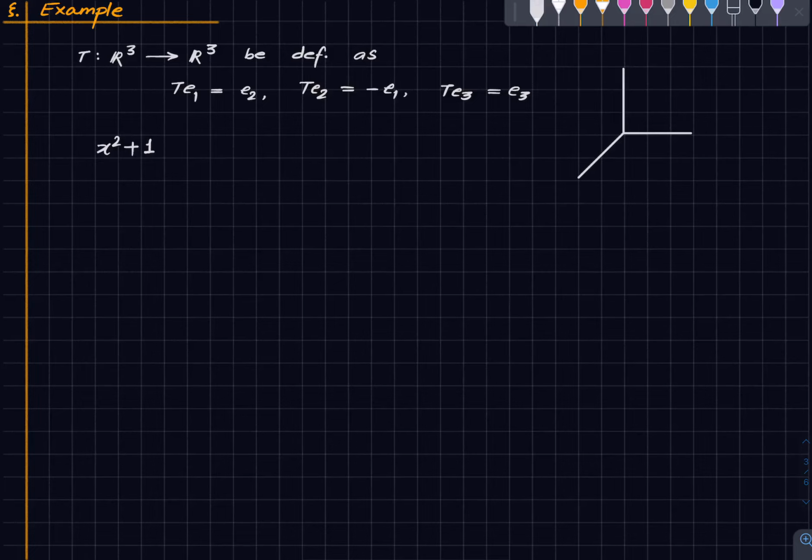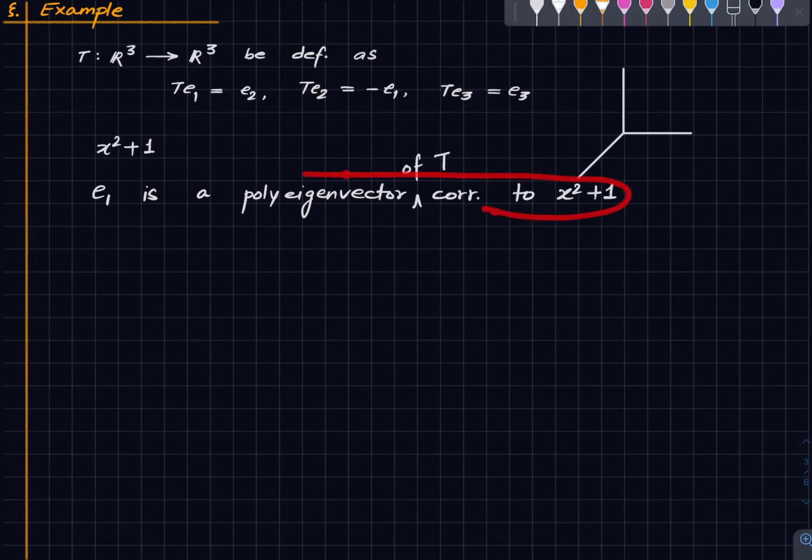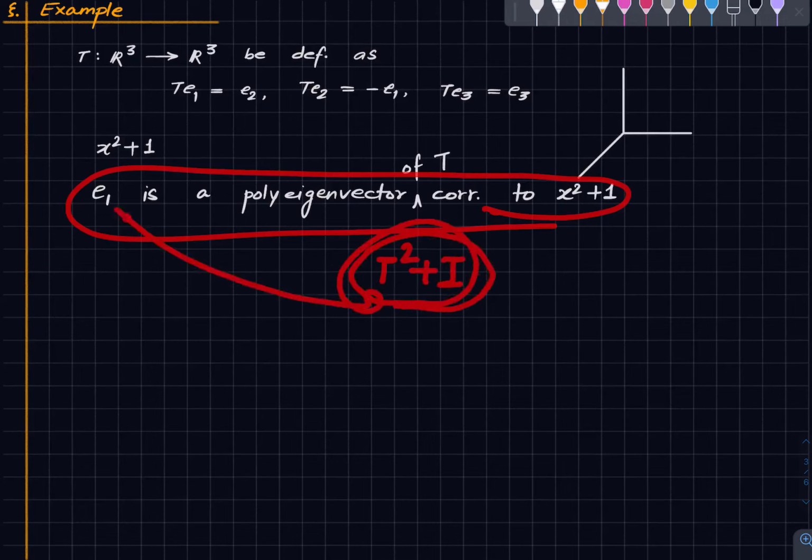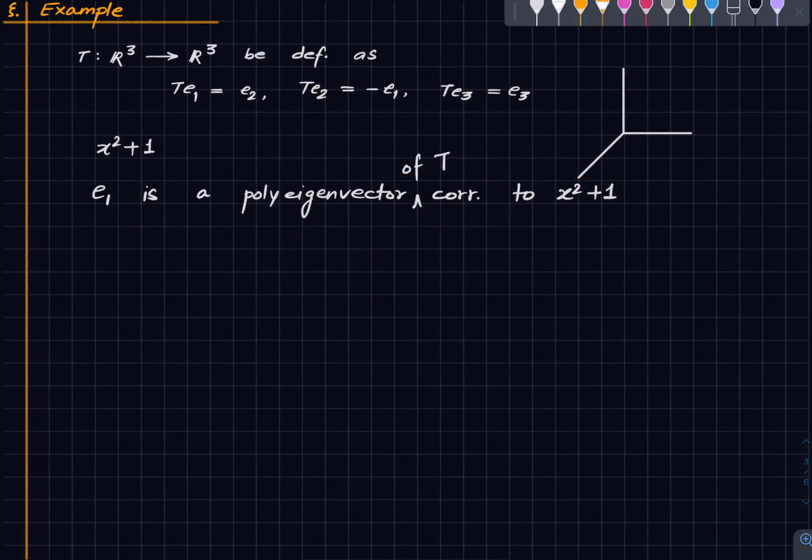So e1 is a polyeigenvector of T corresponding to this particular eigenpolynomial. So this you can just immediately check by seeing that the kernel of this guy contains e1. That's all. So this is fine.